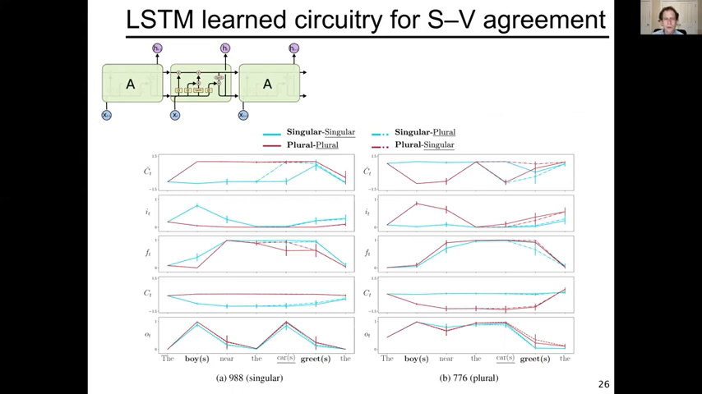And what they found is that when the subject noun phrase comes in, for node 988, there was a deflection of the cell state. There seemed to be a recording in the activation level of this cell state that was different for the singular noun than for a plural noun. So when the subject was singular, that's the blue line, you have a downward deflection. And you saw the opposite pattern in node 776. There seemed to be a recording of the number marking for the noun.